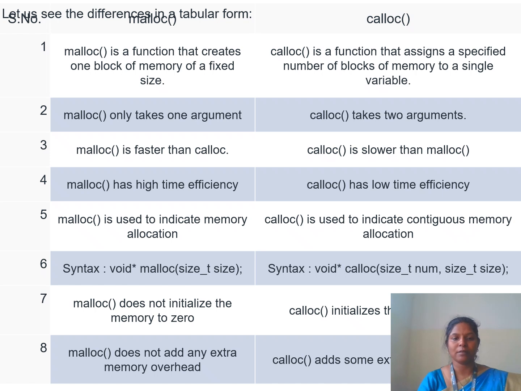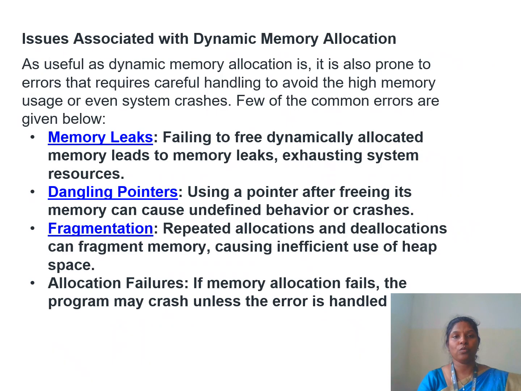Malloc does not initialize the memory to 0, but calloc initializes the memory to 0. Malloc does not add any extra memory overhead. Calloc adds some extra memory overhead.